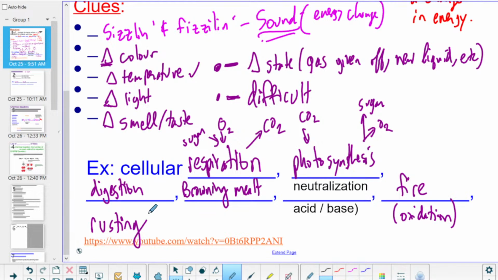Now we can talk about all sorts of things right now. Anything there? Now, I'm moving the aluminum foil. Nope, never mind. Is this a chemical or physical change?